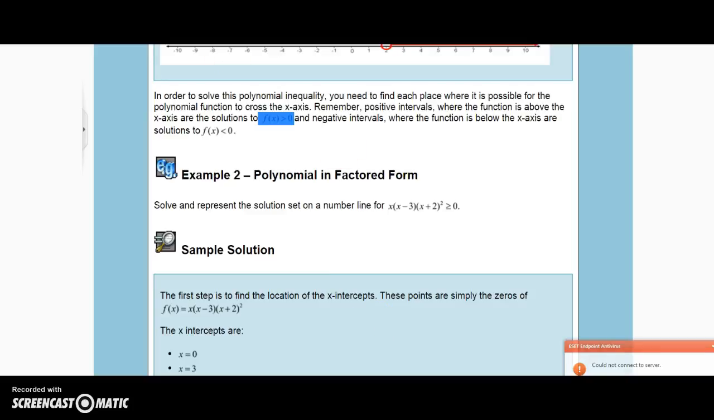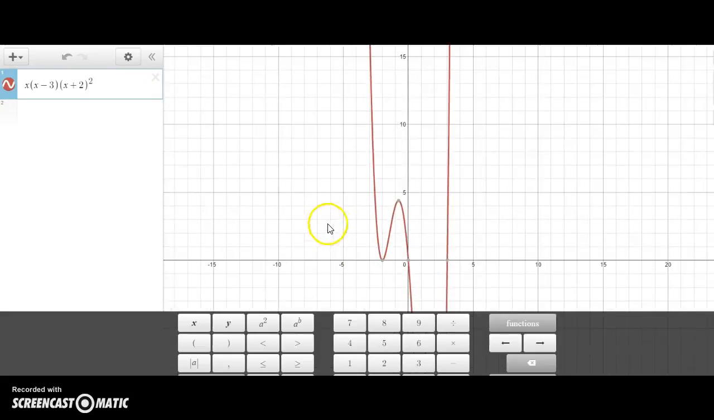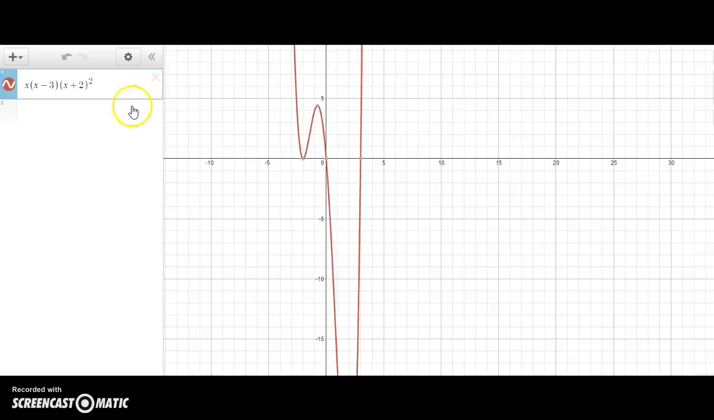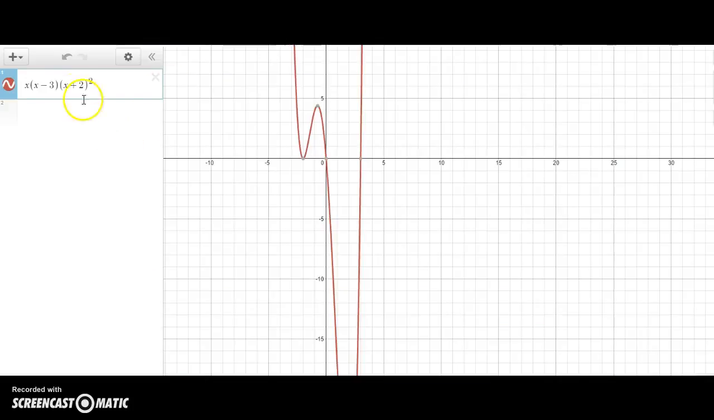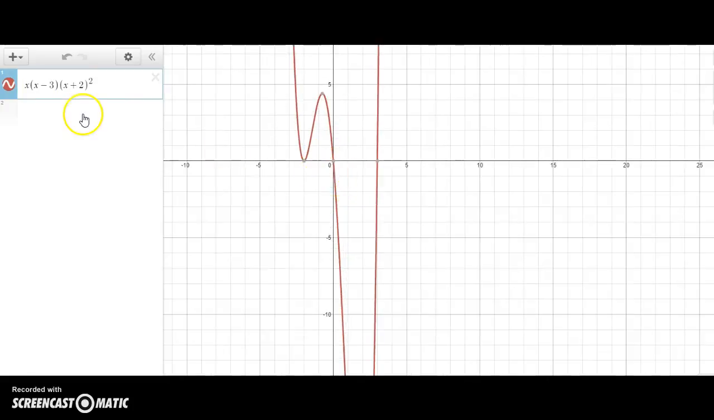Okay, so let's look at this and cheat here for a second. I threw this into Desmos. So when is it greater than 0? When do we have positive y values here? Well, there's my equation. And let me just make sure that it's the right one before I move on. x minus 3, x plus 2 all squared. Good. And I want to know, when is it positive? And the answer is, well, it's positive or equal to.